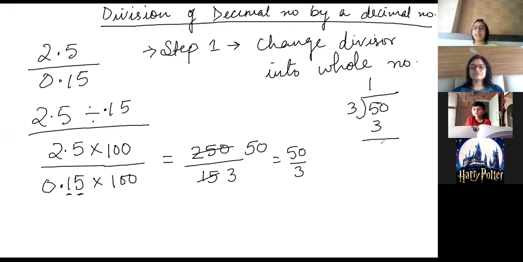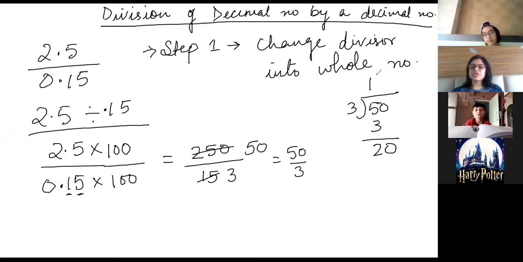Ma'am, it's like we are putting it in mixed fraction. Not mixed fraction, it is decimal. So we have to find the answer in decimal. And we can make it into lowest form, right? So I did it in the lowest form, 50 by 3. And now I have to divide.